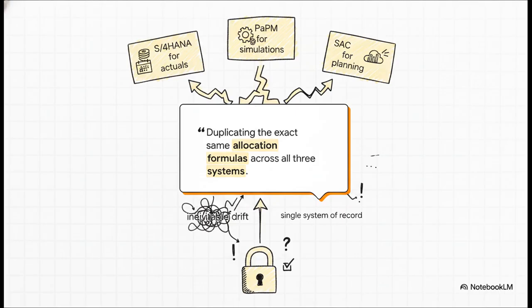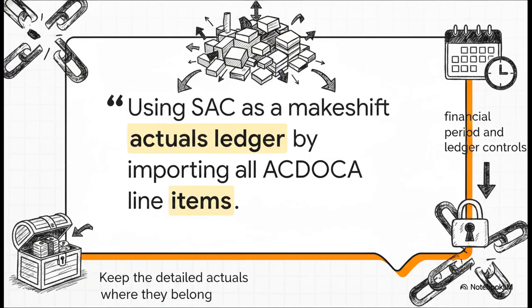No exceptions. Here's another major red flag: trying to use SAC as a makeshift actuals ledger by indiscriminately importing every single granular accounting line item from the Universal Journal. Doing that absolutely destroys your performance, but more importantly, it completely ignores the fact that SAC's version management is fundamentally different from S/4HANA's strict financial period and ledger controls. Keep the detailed actuals where they belong, guys.